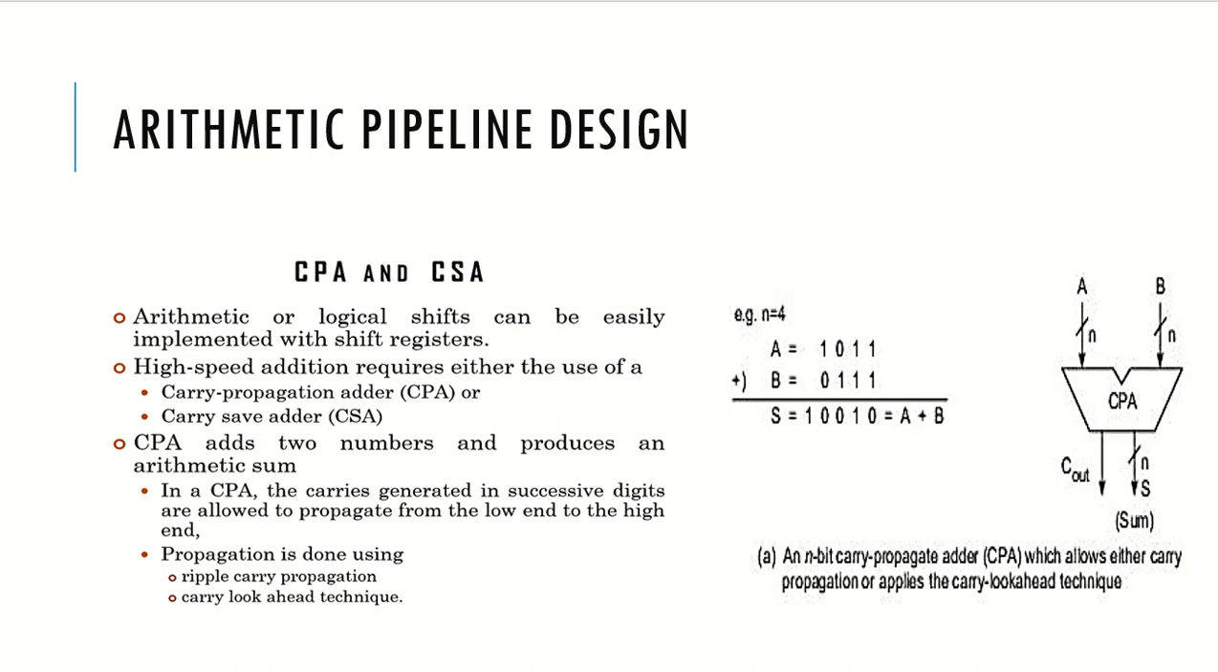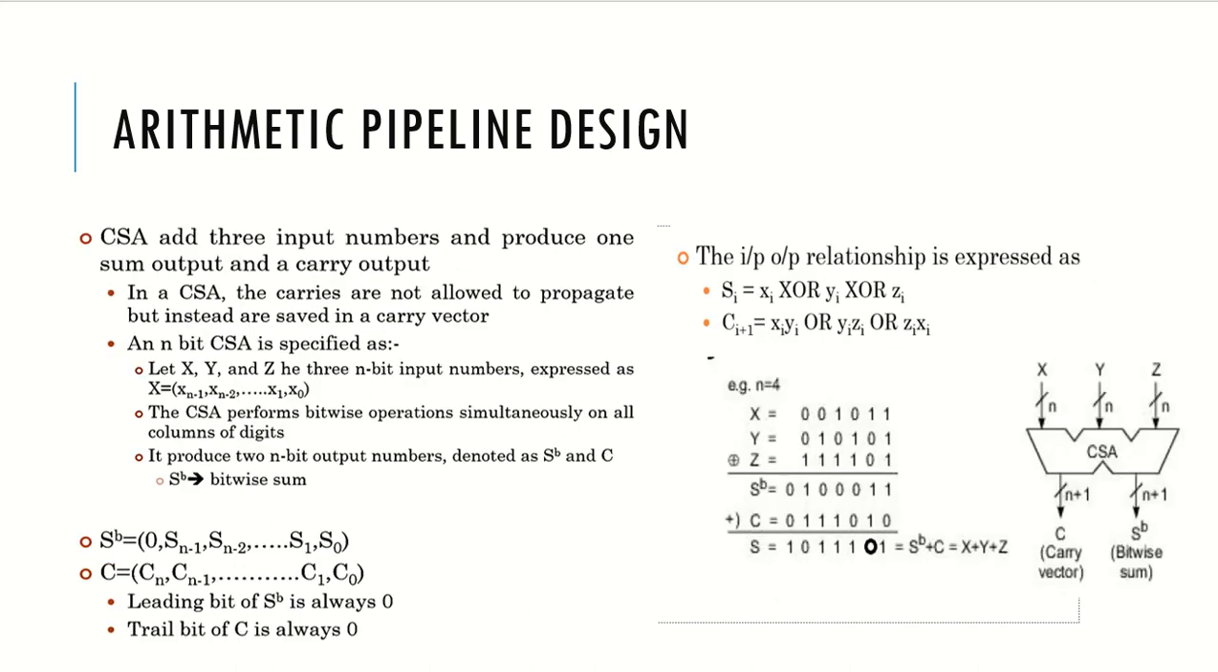Talking about the carry save adder, there you are not going to propagate the carry, but it will be stored as a separate vector called a carry vector. So you will be storing it as separate units. You will not be taking them into consideration while you are adding the successive digits. Thus, the carry generated will be right away taken to a vector called a carry vector. So you will have two outputs. The first one is the bitwise sum and the other one is the carry vector.